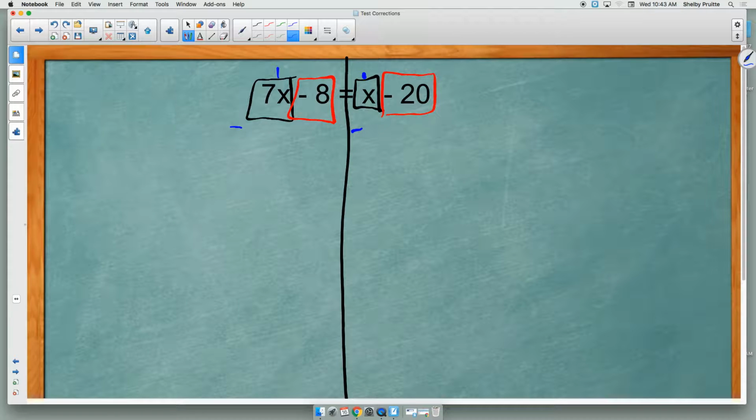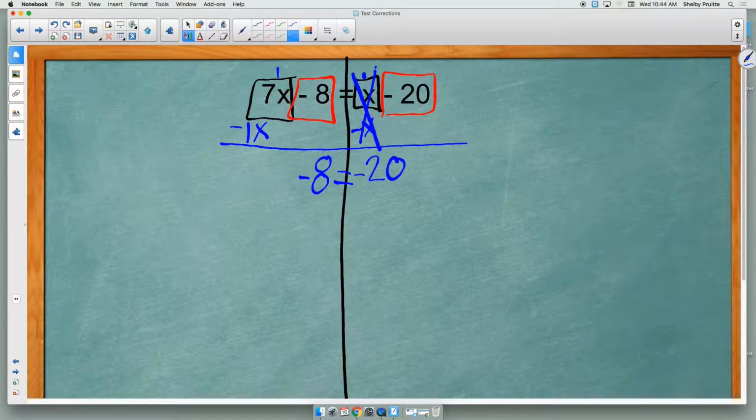And I'm going to subtract this entire term. So I'm going to subtract the whole x. When I do that, x minus x goes away. On my right side of my equation, I'm left with minus 20. And I know that my minus 8 is going to stay because I'm not doing anything to it. However, my 7x minus x, remember there's that invisible 1 there? 7 minus 1 gives me 6. And you bring your variable. Don't forget your variable.